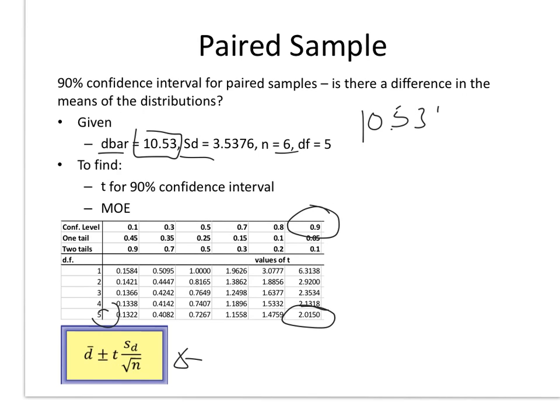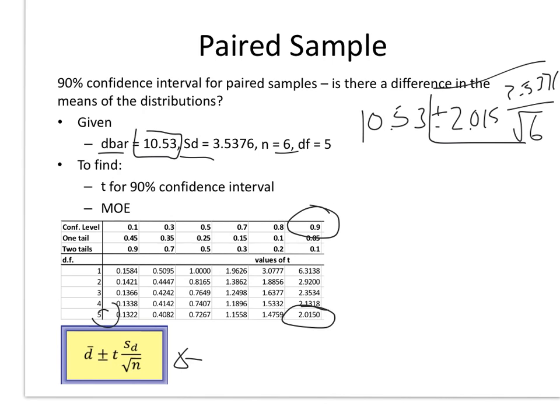Okay, so then if we were to write this down, our formula is 10.53 plus or minus 2.015 times 3.5376 over the square root of 6. Okay, so now let's look at the margin of error. That's what we need now, and that's all this to the right there, the plus or minus.